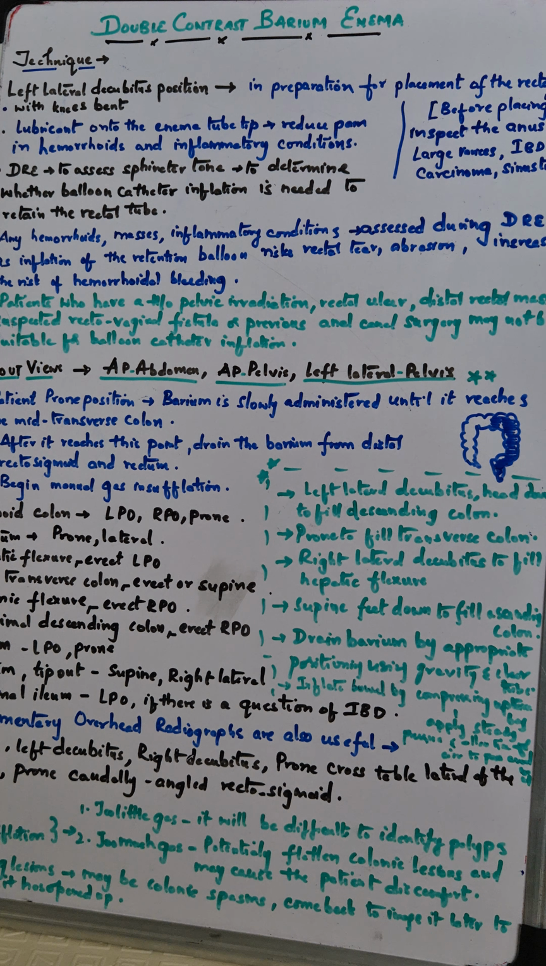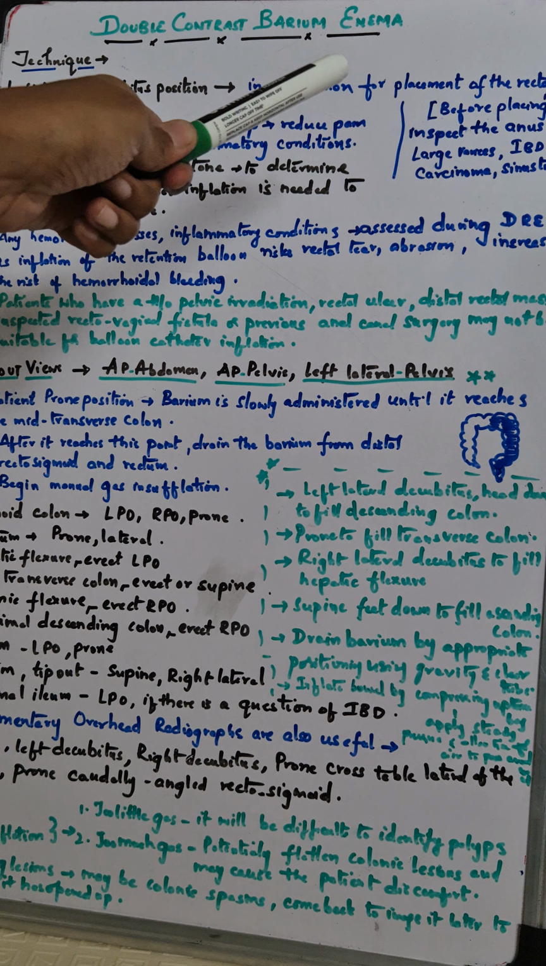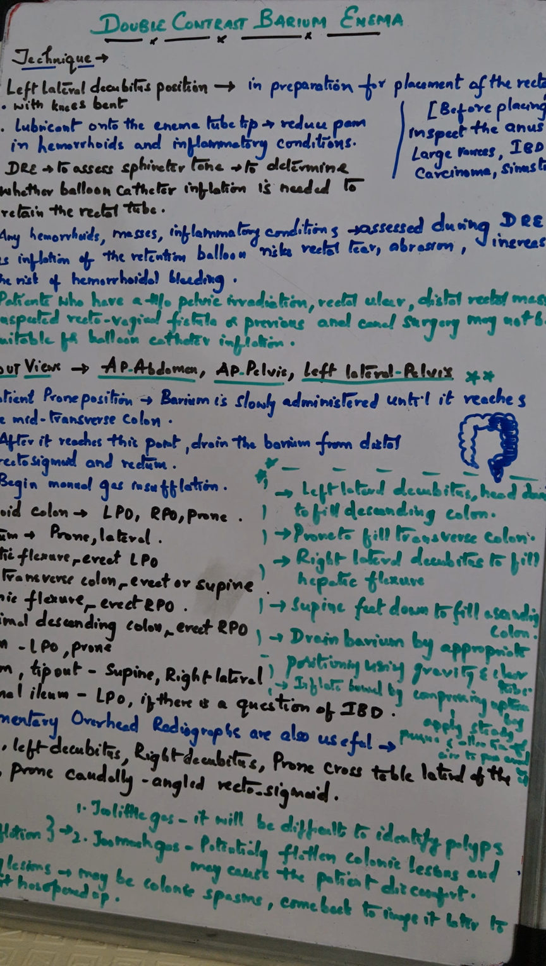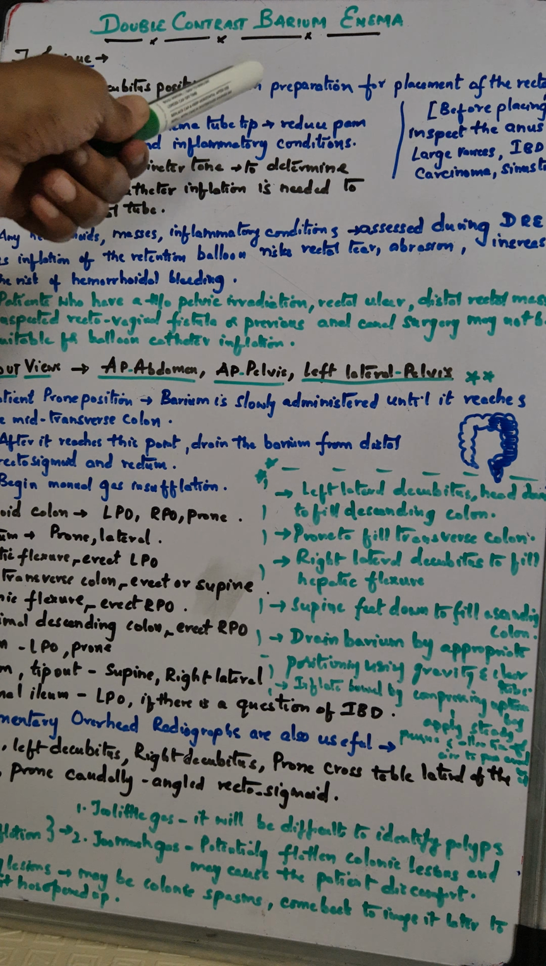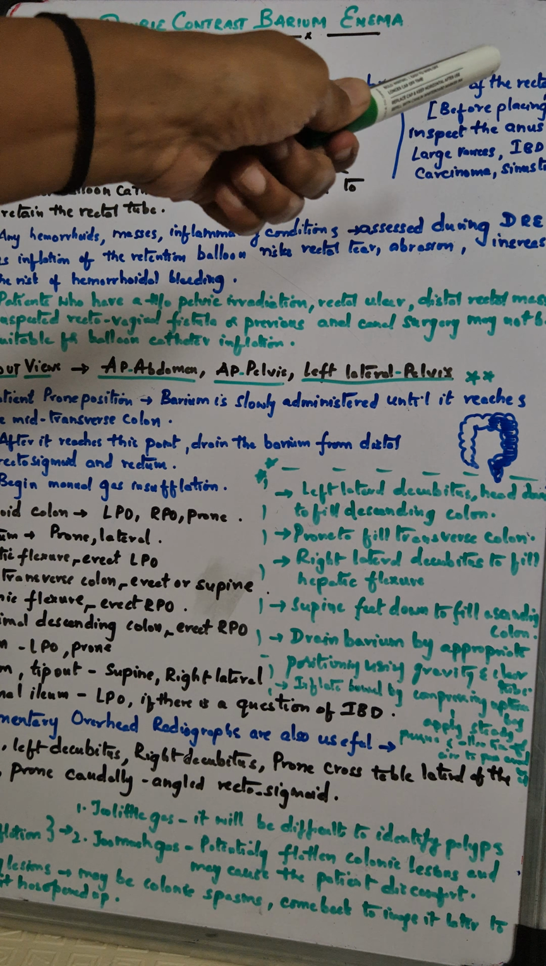Hi everybody, today we'll be discussing the technique of double contrast barium enema. Normally the patient will be in the left lateral decubitus position. This is in preparation for placement of the rectal tube.